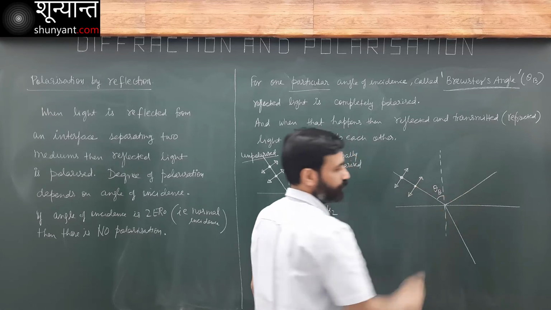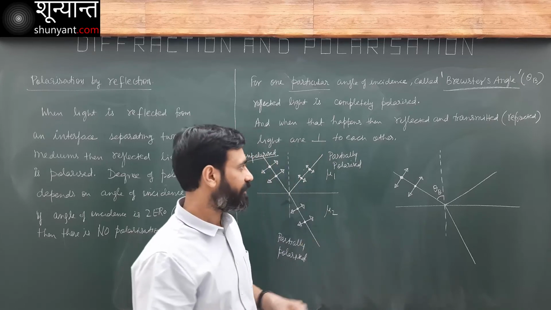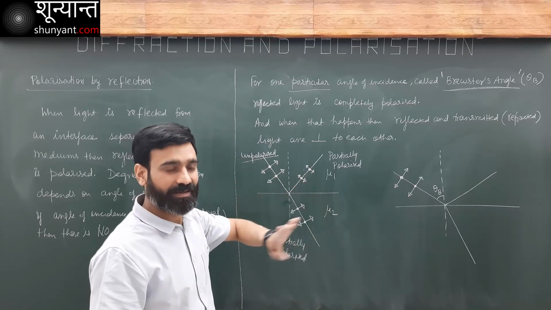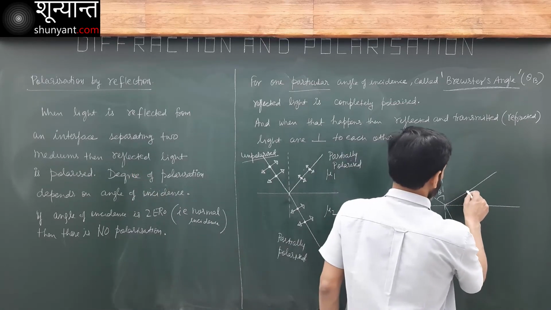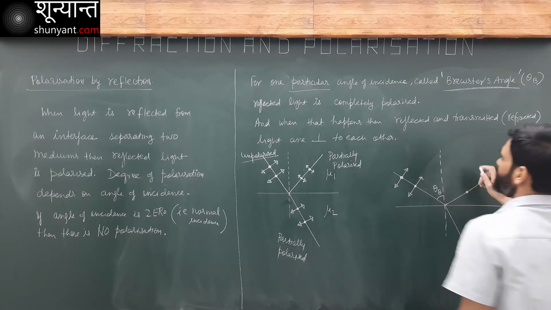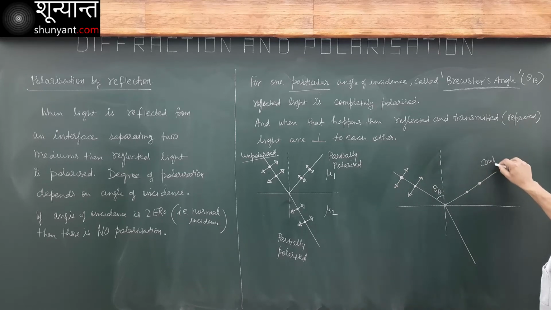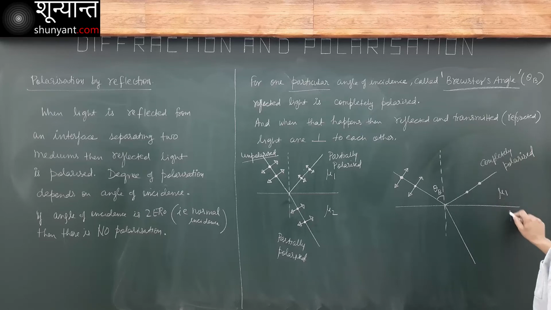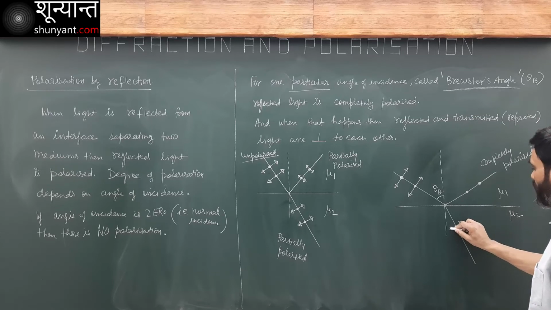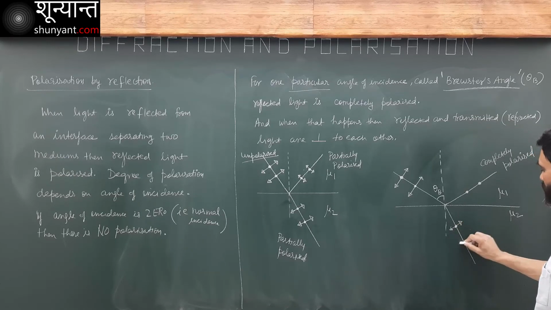Now this light is completely polarized. That means which component will remain? Only this component, normal to the plane. The other component, in the plane of reflection, is completely absorbed. So I am left with only this. This is complete polarization. Completely polarized. This is mu 1. This is mu 2. This is partially polarized. It is never completely polarized. The transmitted light is partially polarized.